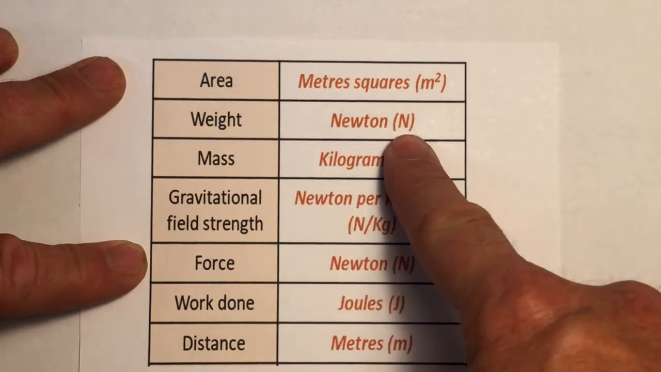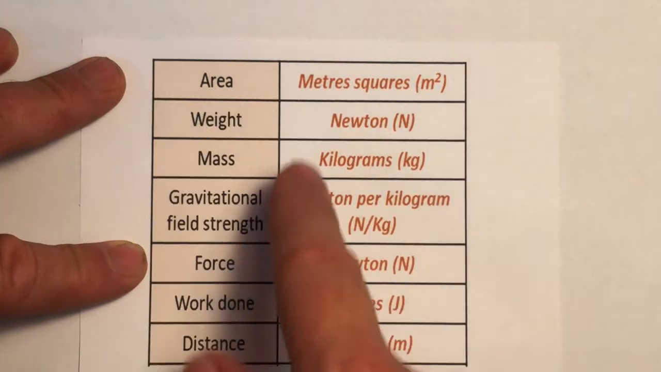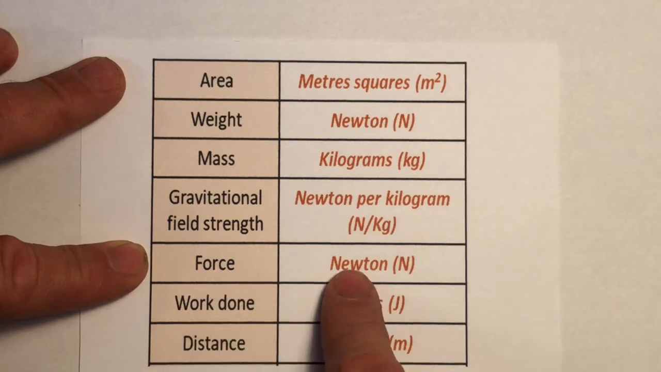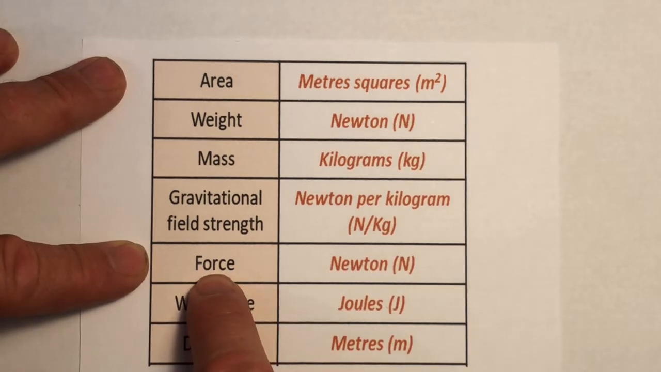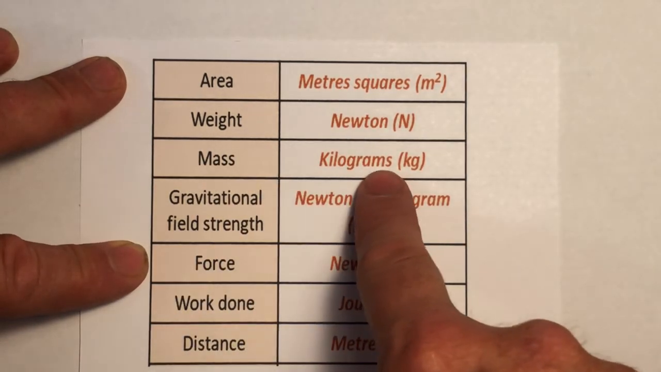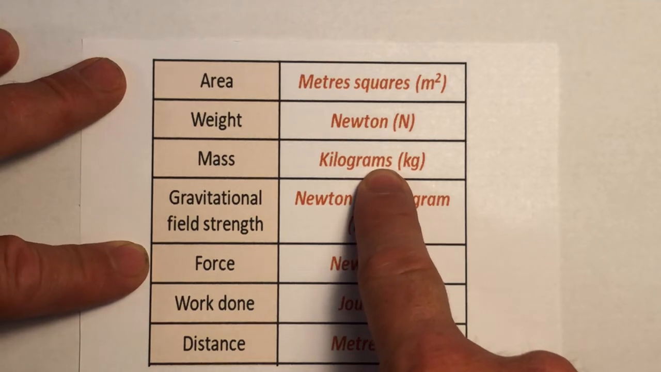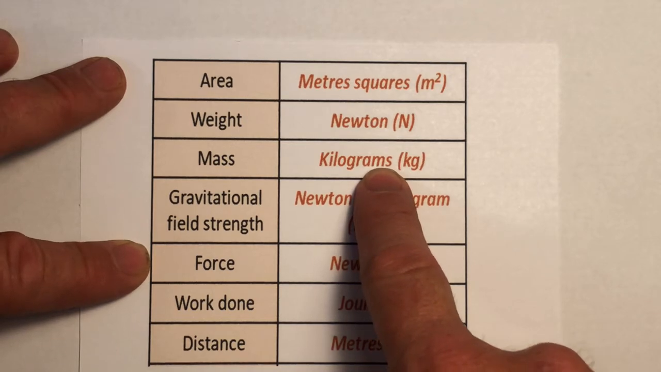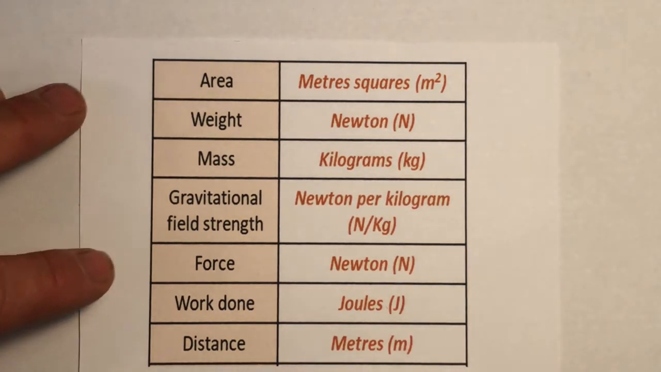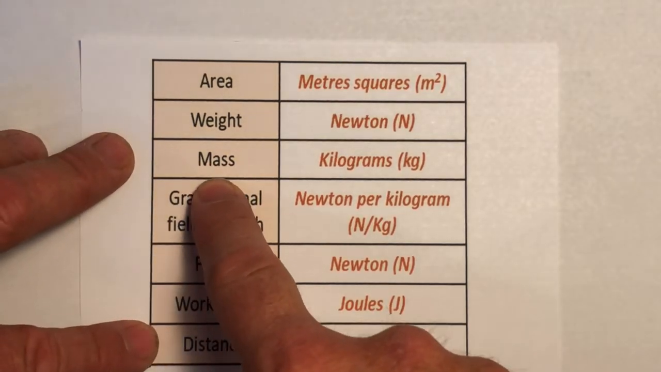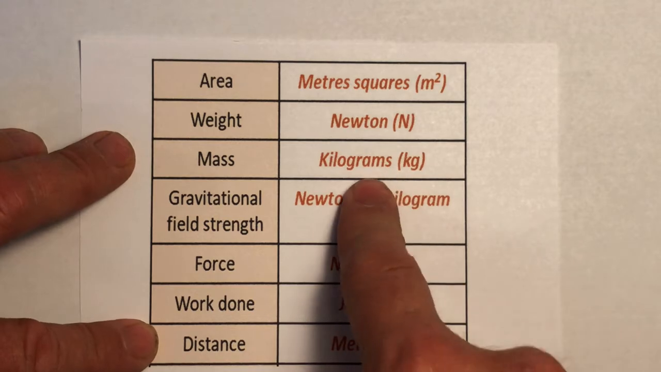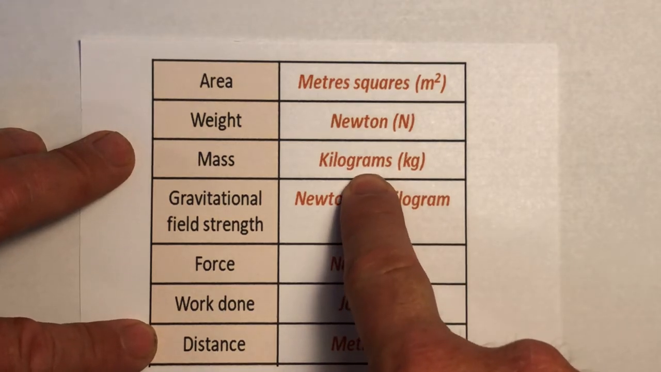Weight is measured in newtons. Weight is a force. Force is also measured in newtons. So if ever you see anything that is measured in newtons, it is always a force. Mass is measured in kilograms. My go-to weight is a bag of sugar. A bag of sugar is 1 kilogram. So if you want to work out the mass of anything, relate it to how many bags of sugar you think it might be, and that'll give you an idea about how many kilograms it is.